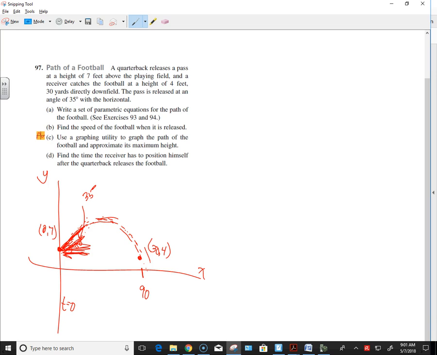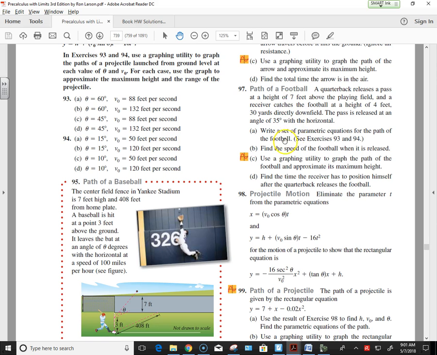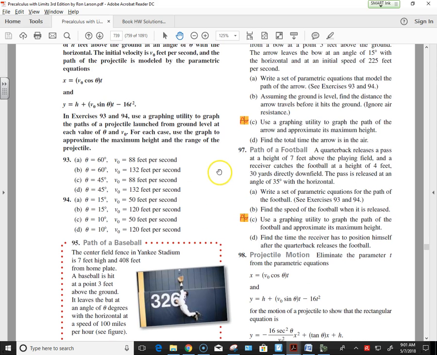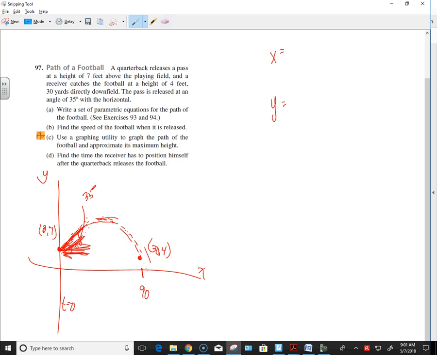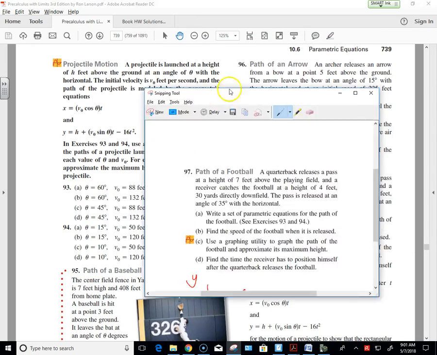This one says see exercises 93 and 94. I think it gives you a little hint as to how to deal with an angle to get some equations. So I'm going to go ahead and peek back exactly where they told us to. We should use our resources, especially when they're giving us stuff like, oh my goodness, all we got to do is follow the formula.